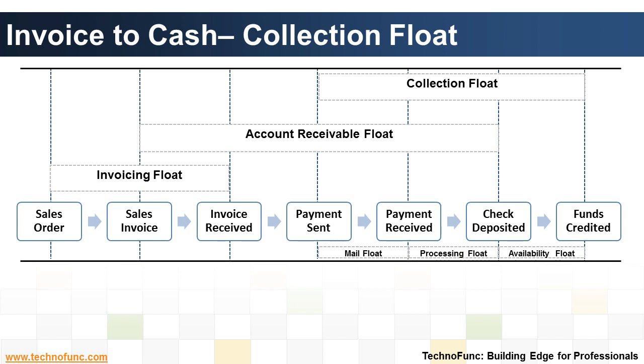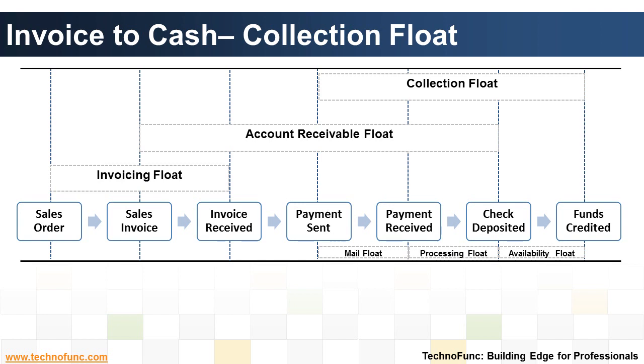Invoicing float is the time period between the delivery of goods or services to the customer and the customer's receipt of the bill, generally by mail. It is the time it takes a company to record its delivery of service or goods and then to produce and mail a bill. Mail float is the time taken by postal or courier service to deliver the customer's payment.